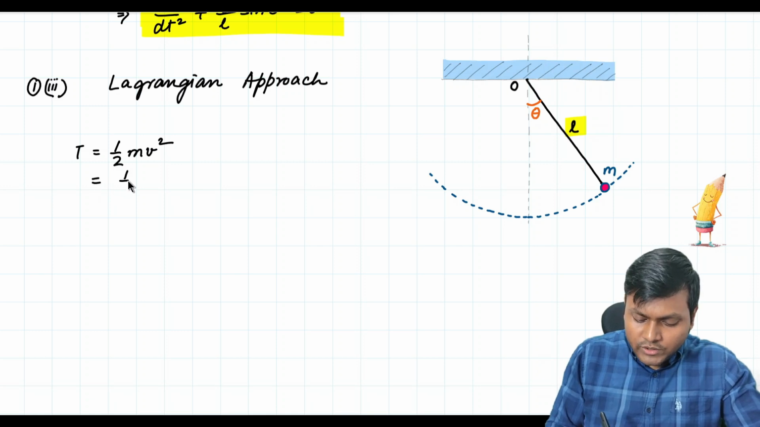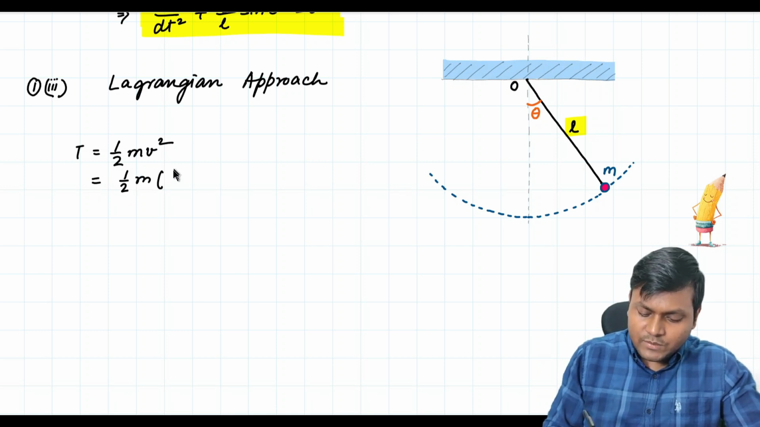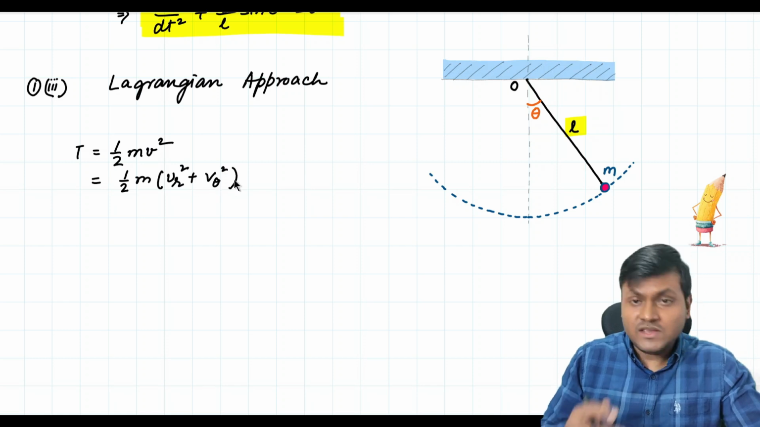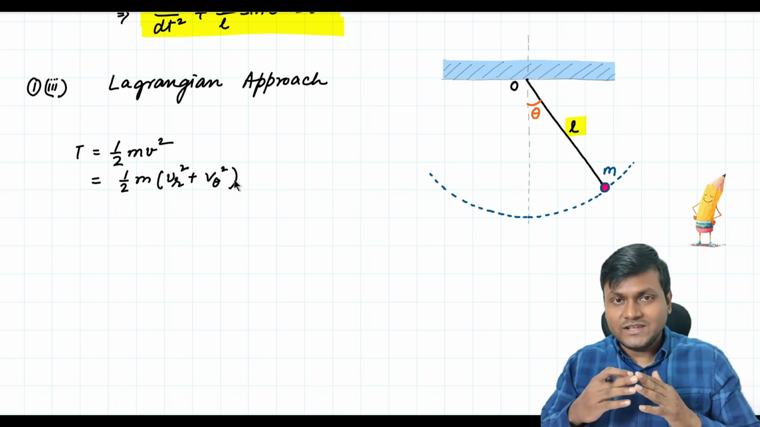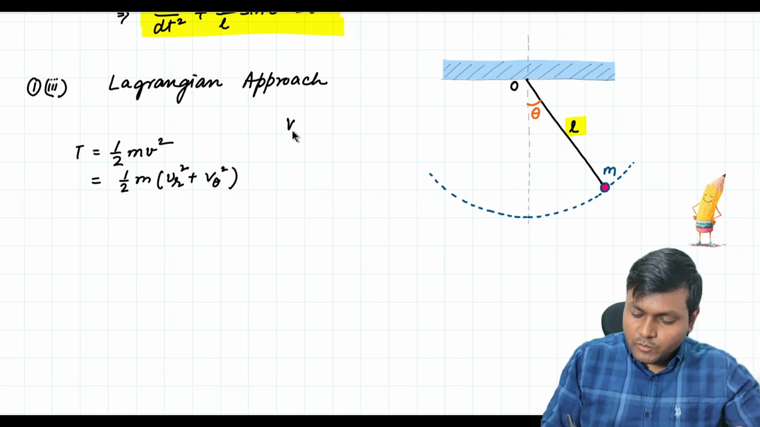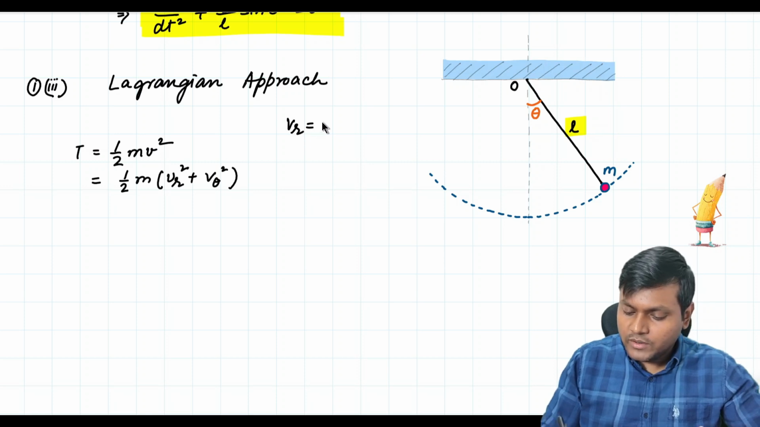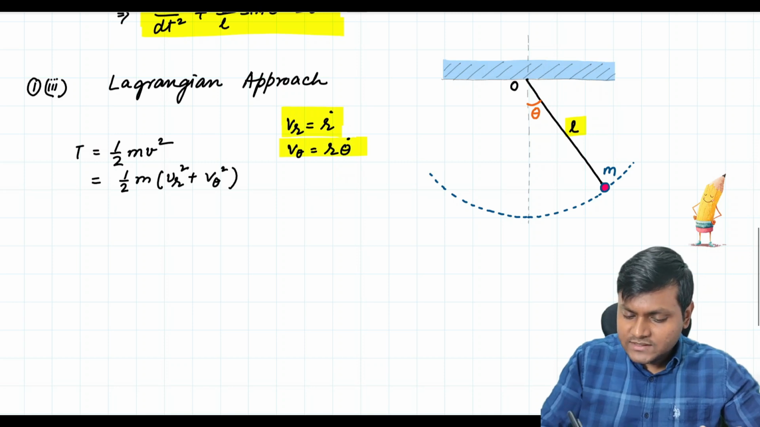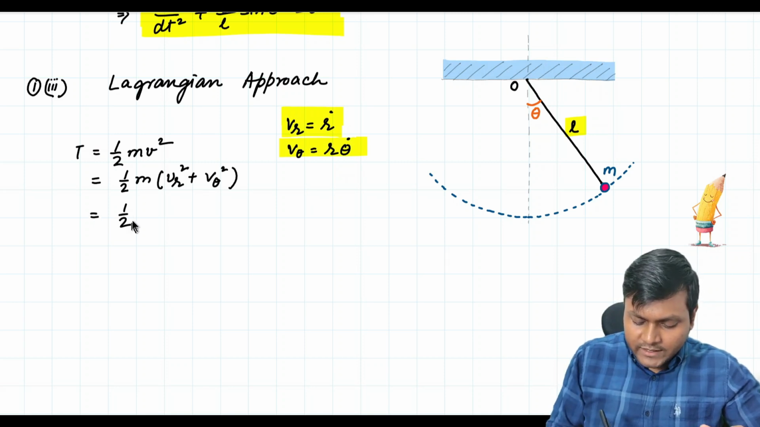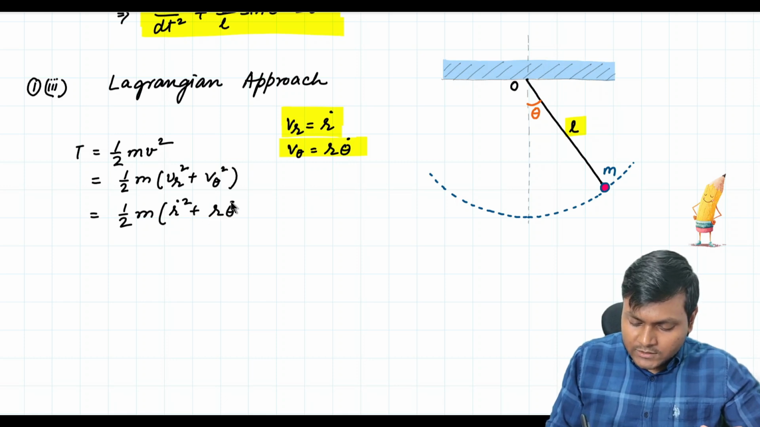In polar coordinates, the velocity is written as simply v square is vr square plus v theta square, where vr is the velocity along the radial direction and v theta is the velocity component along the transverse direction. Some of you may already know, if you are familiar with polar coordinates, that vr is nothing but r dot and v theta is nothing but r theta dot. Quite simple. So if I apply this here, the form of the kinetic energy simply becomes half m times r dot square plus r theta dot square.